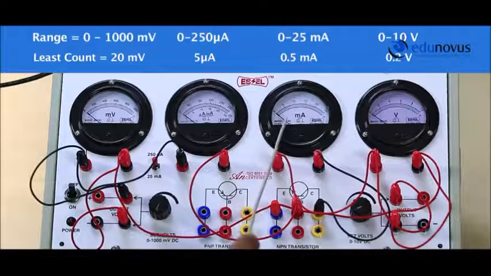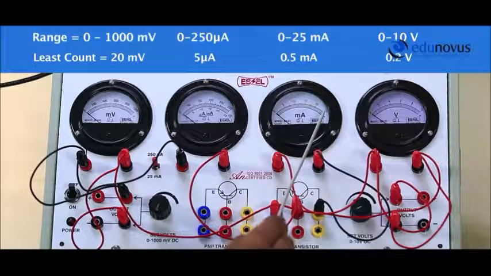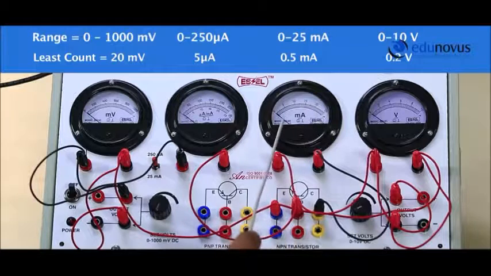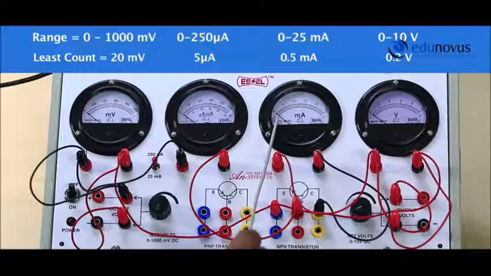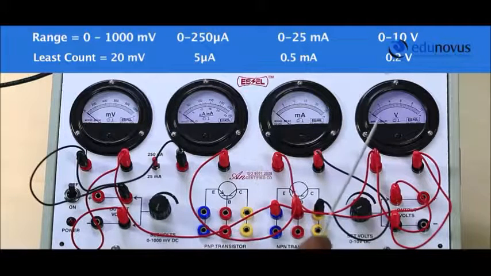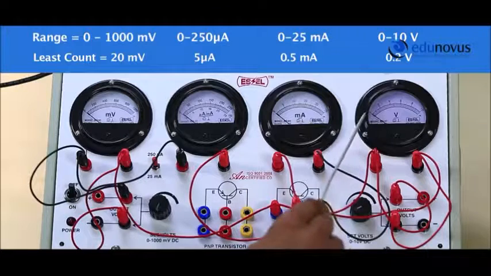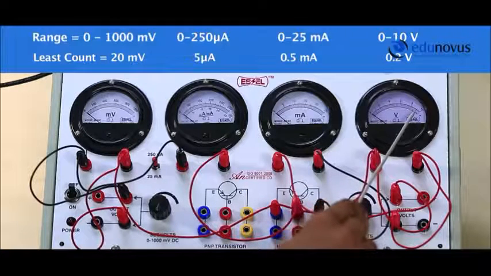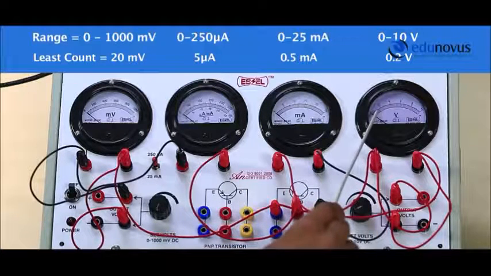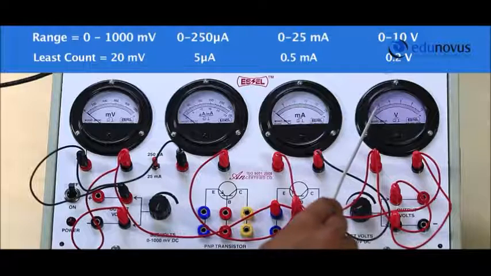The range of this ammeter is 25 milliamperes and its least count is 5 milliamperes divided by 10 divisions, which is 0.5 milliamperes. The range of this voltmeter is 10 volts and its least count is 2 volts divided by 10 divisions, which is 0.2 volts.